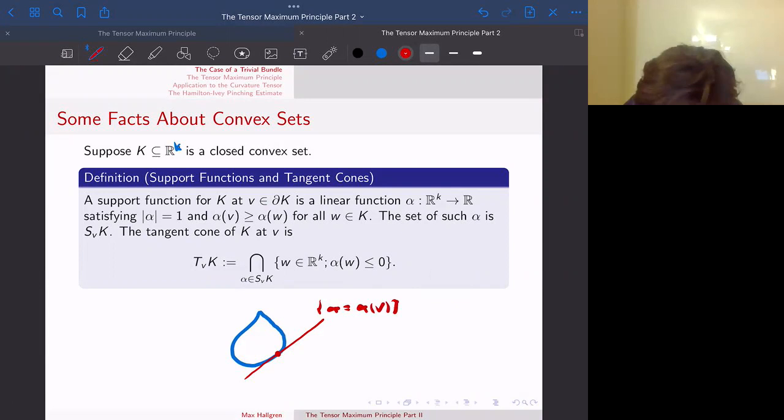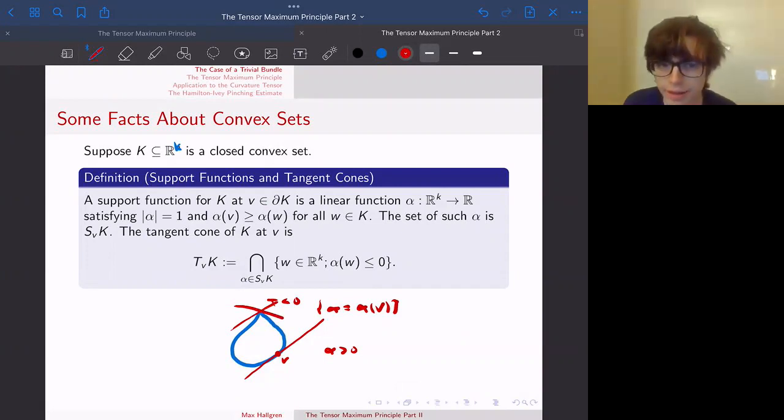Okay, and so this is going to be exactly the tangent space of K at our point V, let's say. And so here's going to be where alpha is greater than 0, and here's going to be where alpha is less than 0. So it turns out that at a point where the boundary is smooth, there's a unique support function, but at a point like this, you could have a support function that looks like this, or a support function that looks like this. You have infinitely many support functions here.